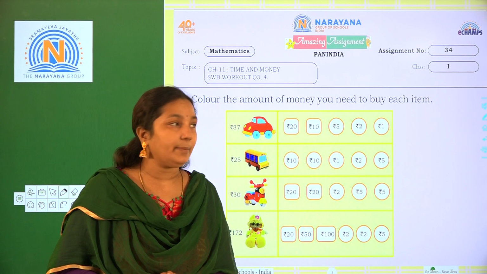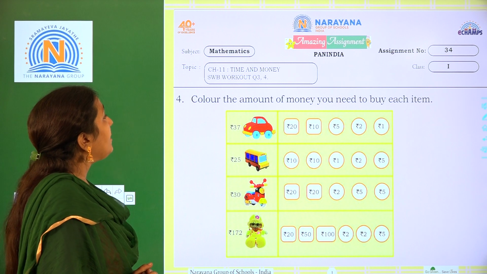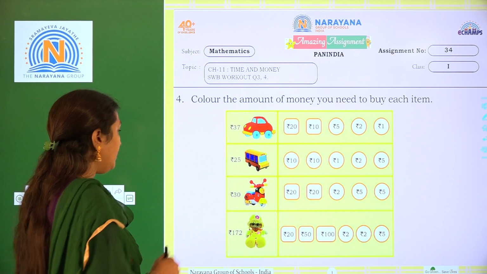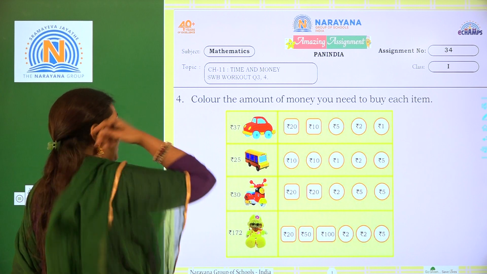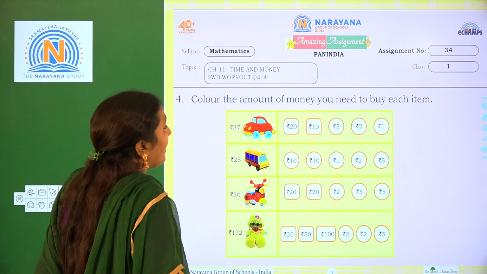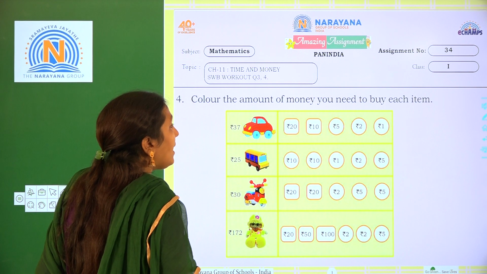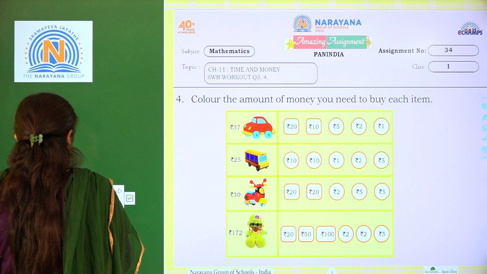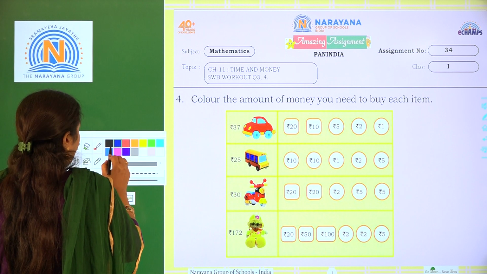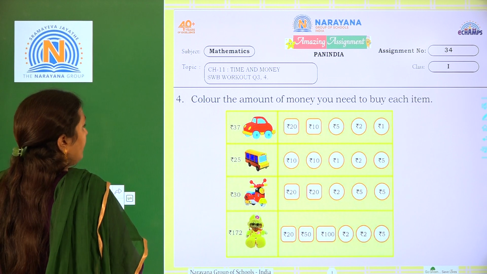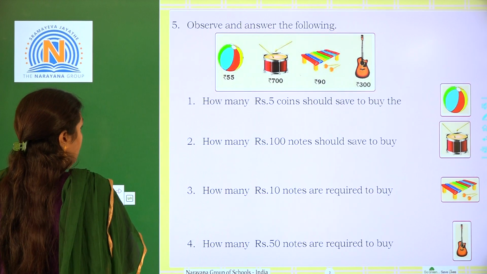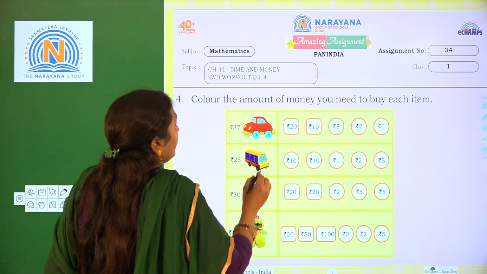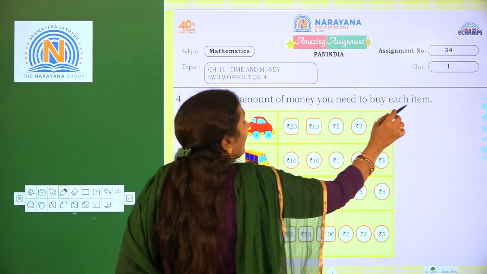Today our assignment is Chapter 11, Time and Money, Sadhana Workbook Workout, questions 3 and 4. Coming to the first one: color the amount of money you need to buy each item. Take any one color and color the amount of money you need to buy each item.